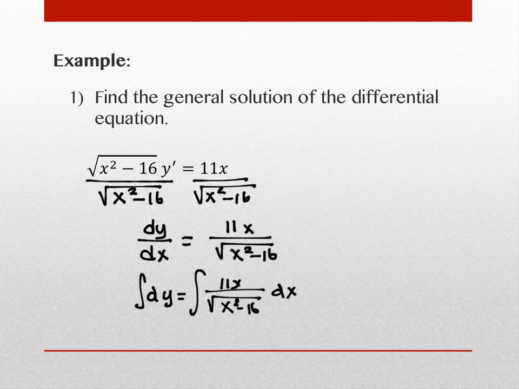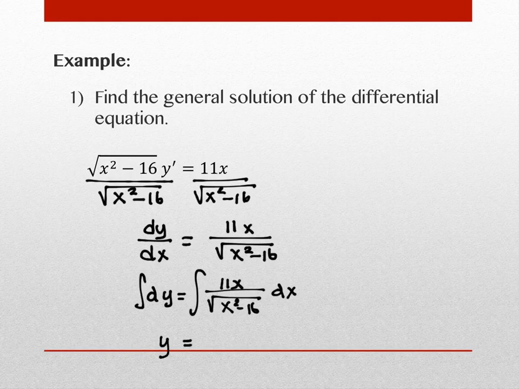What is the antiderivative of dy? That's just y. Now, technically, it is y plus c, but we're going to have a plus c on both sides, not necessarily the same value, and we would be able to merge them together. So we're just going to write the plus c on one side or the other, and typically we'll write it on the right-hand side because there's usually more going on in terms of x than there is in terms of y. On the right-hand side, how am I going to take an antiderivative of 11x over the square root of x squared minus 16?